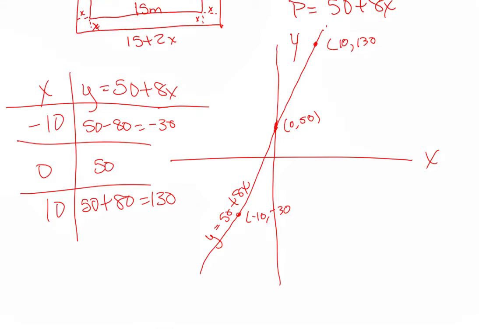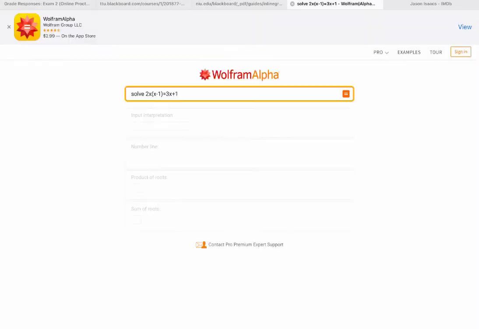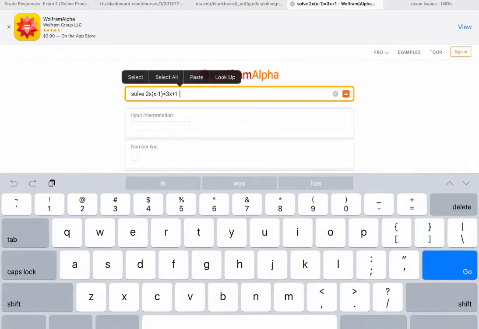Now, I'm going to pull up Safari, give it a minute, go to Wolfram Alpha, let it load, so it's going to take a minute. I want to show you that you can do this.